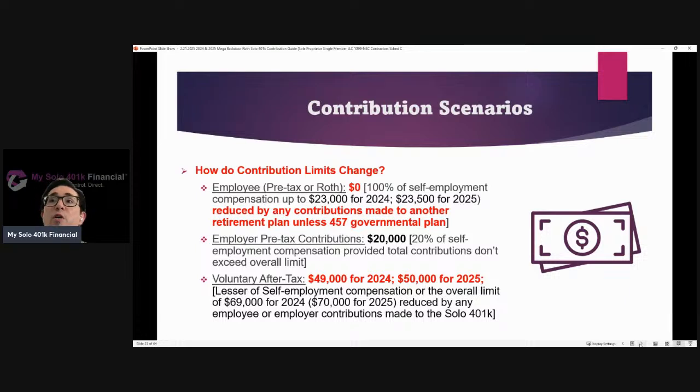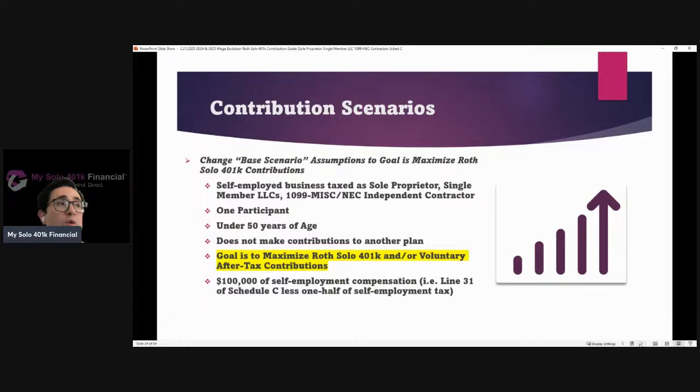So for 2024, they're going to be able to contribute the difference up to $69,000 or $49,000 as a voluntary after-tax contribution. For 2025, they're going to be able to contribute the difference up to $70,000 or $50,000 as a voluntary after-tax contribution. And then they can move those voluntary after-tax funds over to their Roth solo 401k. So for 2024, they'll end up with $20,000 in their pre-tax account, $49,000 in their Roth solo 401k account. For 2025, they'll have $20,000 in their pre-tax solo 401k account, $50,000 in their Roth solo 401k account.